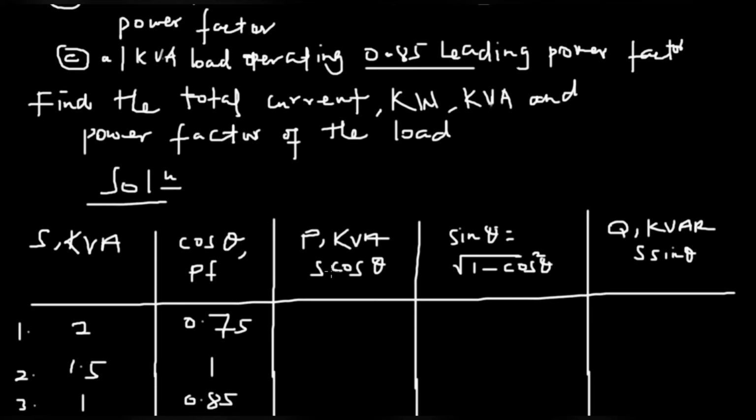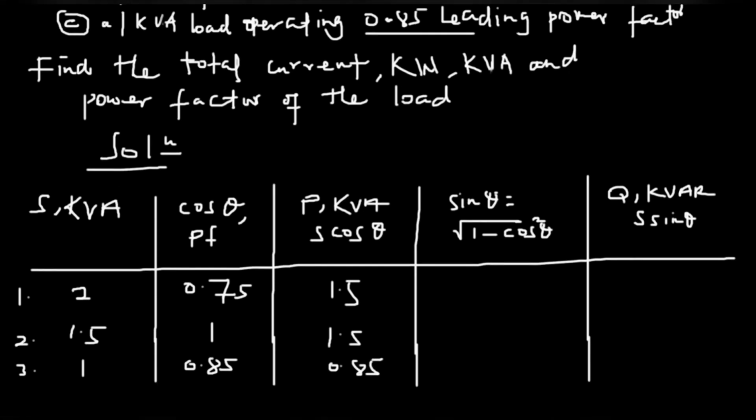Now let's find P. P is S cos theta. Once you multiply S, 2, by 0.75, you end up with 1.5. You do the same for the second and you end up with 1.5. For the third, 1 multiplied by 0.85 gives 0.85. Right, so let's move on.